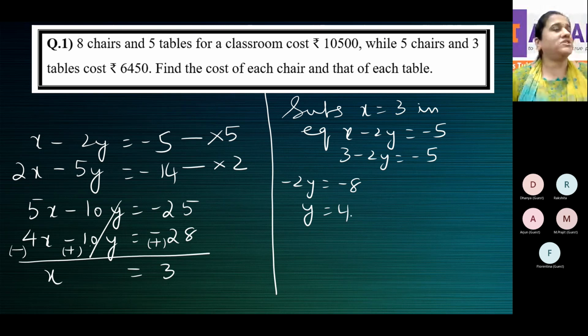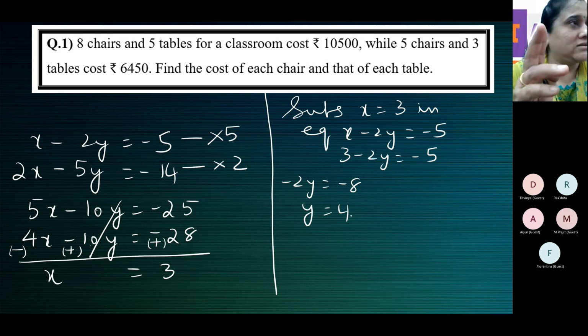So this is how the elimination method works. In the elimination method, you need to decide which variable you want to eliminate. So if you want to eliminate y, look at the coefficients of y. So here the coefficients are 2 and 5. Forget the sign. It can be plus 2, minus 2, plus 5, minus 5. The coefficients are 2 and 5. Find the LCM of 2 and 5, which is 10.